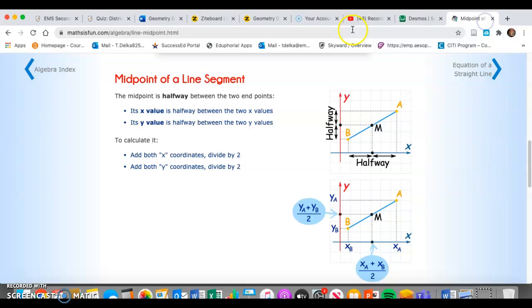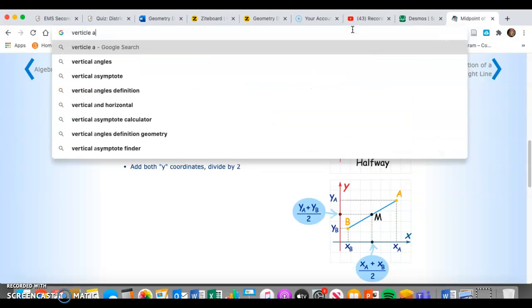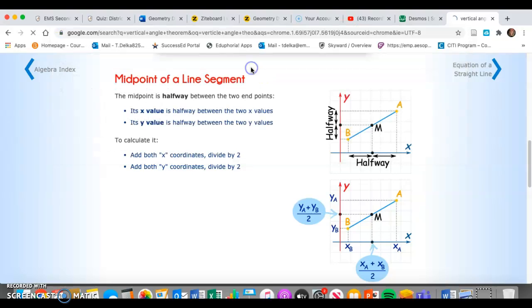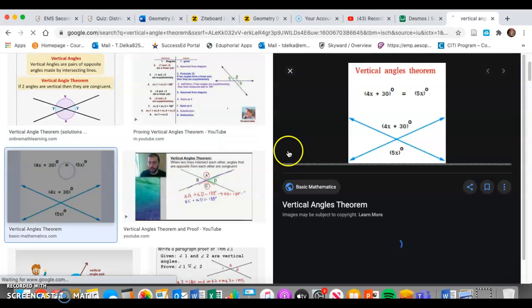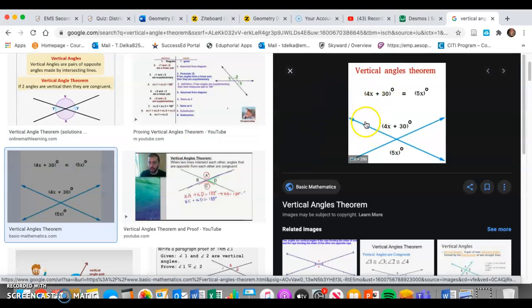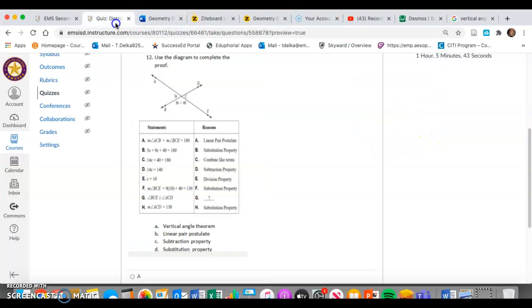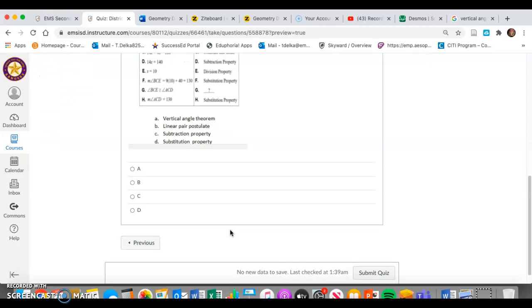So let's go look real quick at what a vertical angle theorem is. I need you to see that. Okay, so this is a vertical angle theorem. It's saying this and this equal each other. Going back to that, BCE and ACD equal each other. That is vertical angle theorem. We don't even need to look up linear pair postulate. We know vertical angle theorem is correct. So you can choose A on that one.